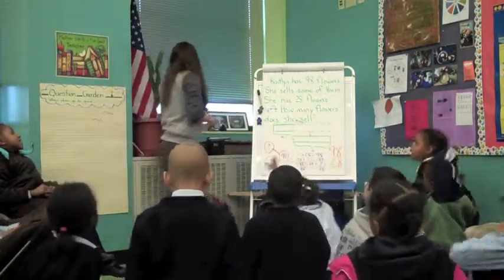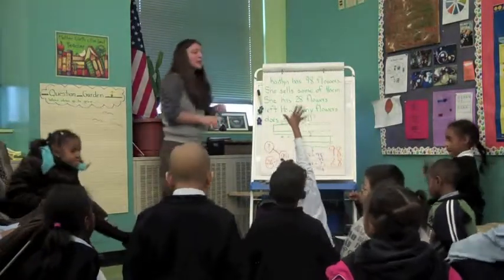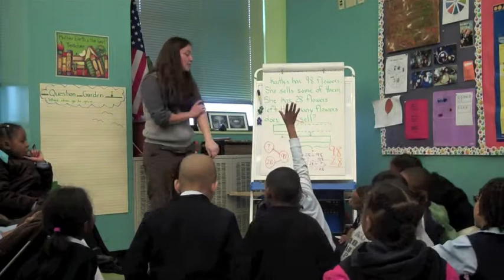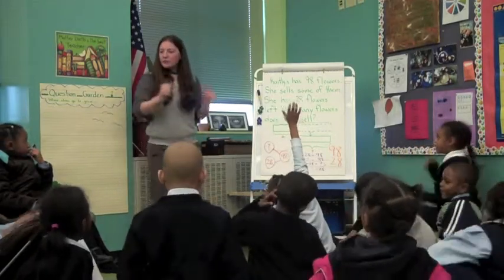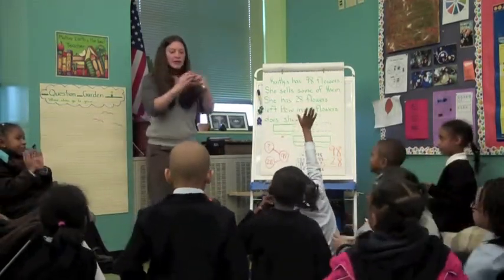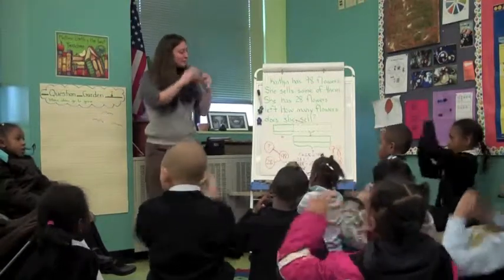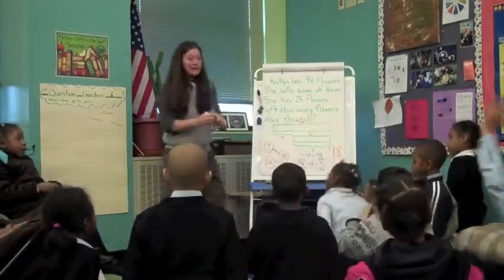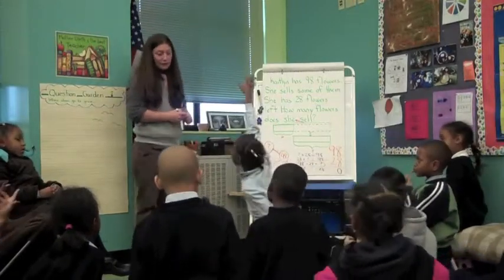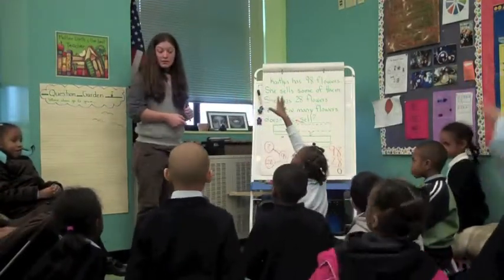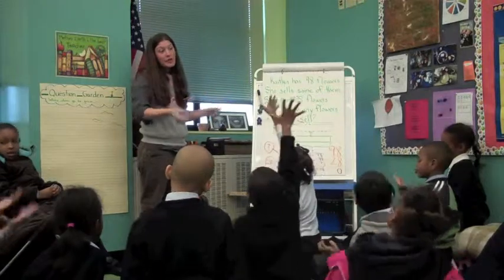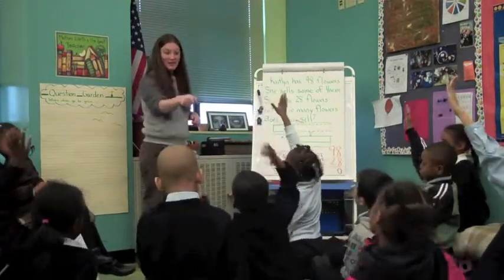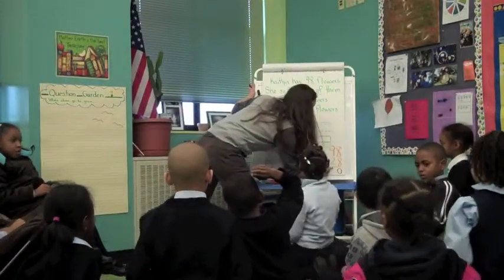Yes. Rule 1. Look at the ones. Subtract the ones. Numbers the same, zero's the game. Rule 2. Look at the tens. Subtract the tens. 9 tens minus 2 tens equals 7 tens.